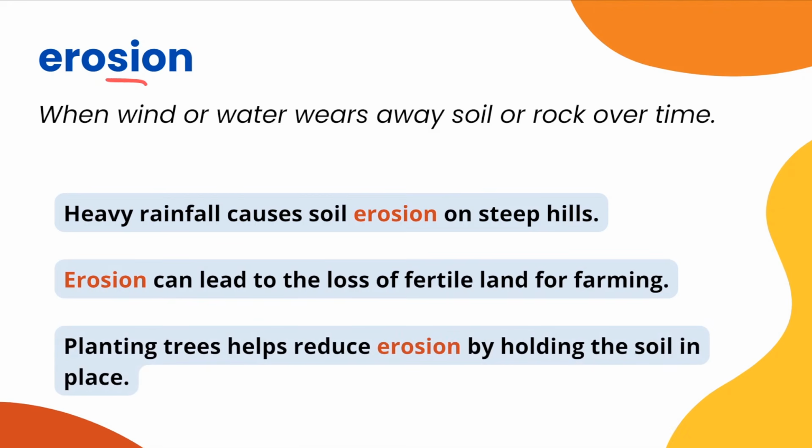Planting trees, in other words, reforestation, helps reduce erosion by holding the soil in place. Soil erosion is a very common collocation. And we can reduce erosion. Again, we can increase erosion as well.